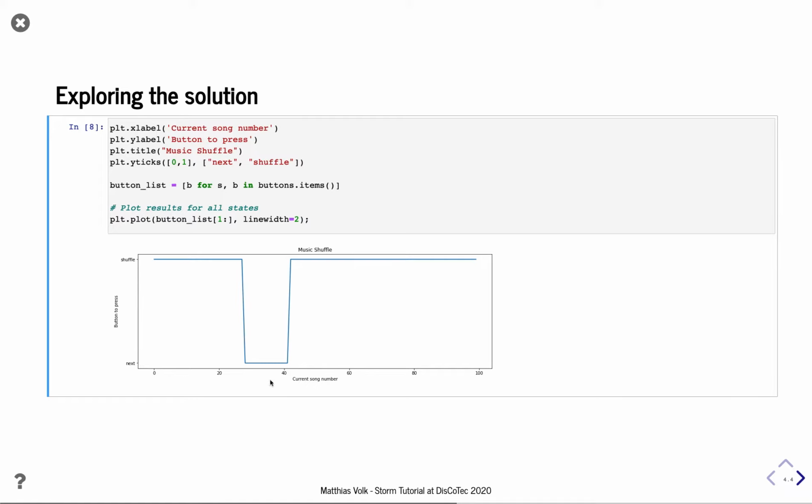So what we can see now here is again the current song number, and on the y-axis we have two possibilities. We have the next button and we have the shuffle button. And now we can see that for a lot of cases, we basically press the shuffle button and hope for a better position. But if we are here at song number 28, we start pressing the next button. And as we saw before, that decreases the expected number of steps. So at song number 28, we are near enough to the actual song 42. At this point, we start pressing the next button, and for all other songs, we basically hit the random button and hope to land in this good interval.